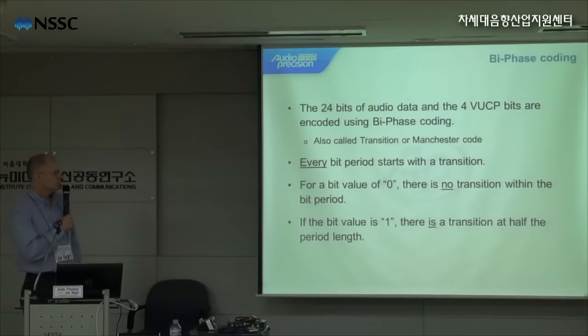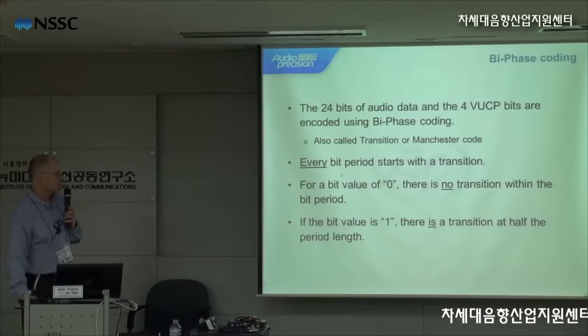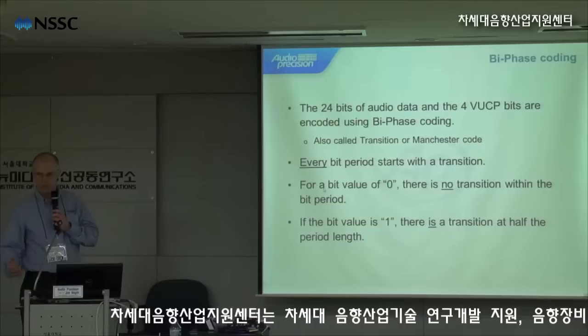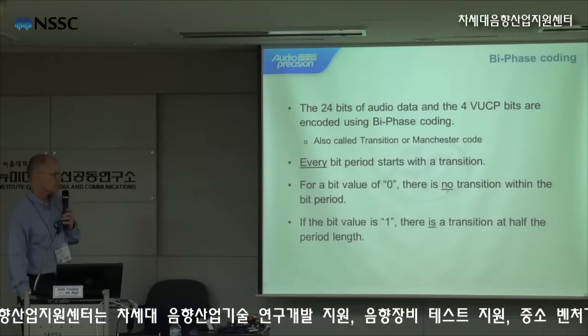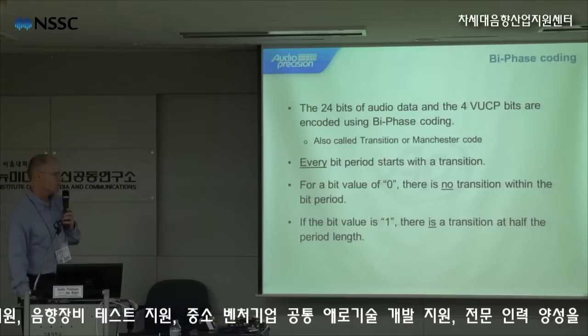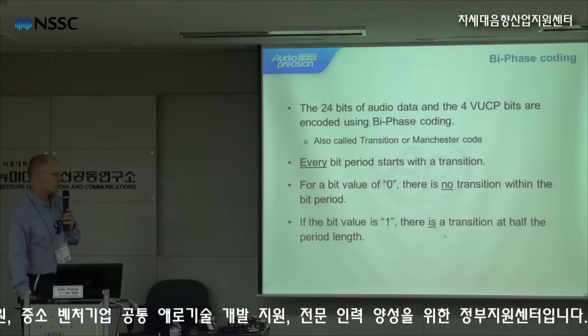So the 24 bits of audio data and the 4 VUCP bits are encoded using what's called biphase coding. This is also called transition or Manchester coding. So every bit period starts with a transition. And these are just some rules about the interface. For a bit value of 0, there is no transition within the bit period. If the bit value is 1, there is a transition at half the period length.